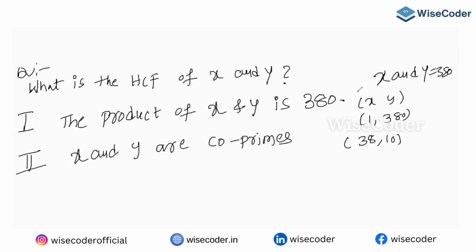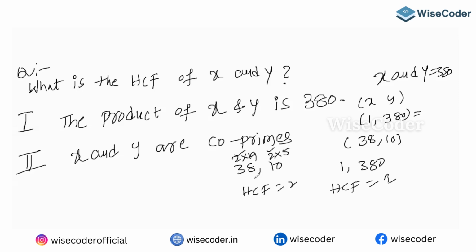If I take the pair 1 comma 380, what is the HCF, guys? I can say the HCF is 1. If you look at the second one, 38 comma 10, I can say the HCF is 2, because I can write this as 2 into 5 and this as 2 into 19. So the HCF is 2 here.